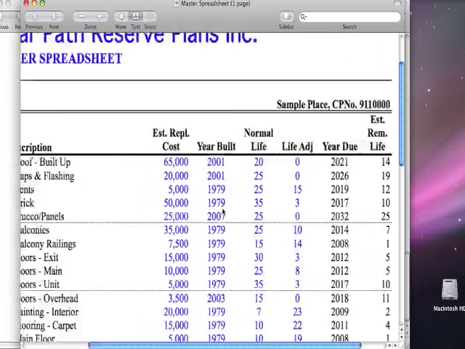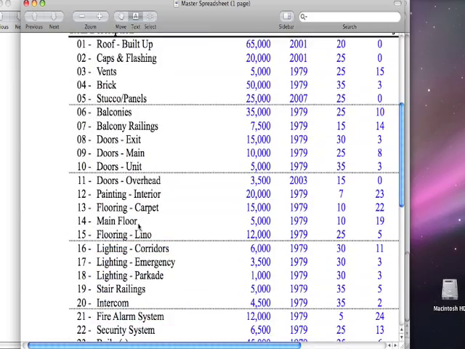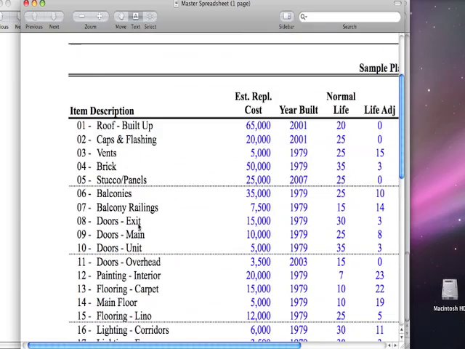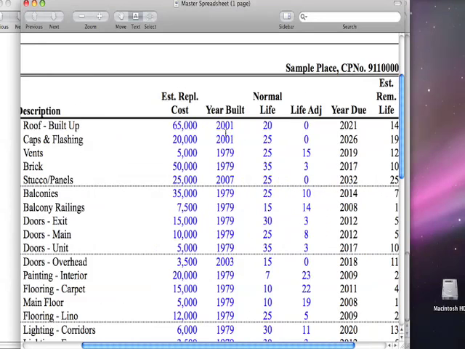This is a fairly standard master spreadsheet. Here's all of the common property components in this particular project. Here's the estimated replacement cost in 2007 dollars in this case when the study was done. Here's when those components were installed, or the year that they were built.